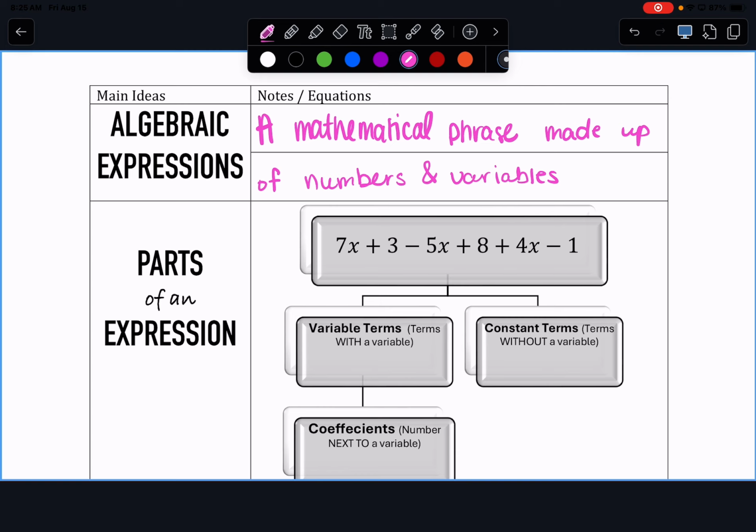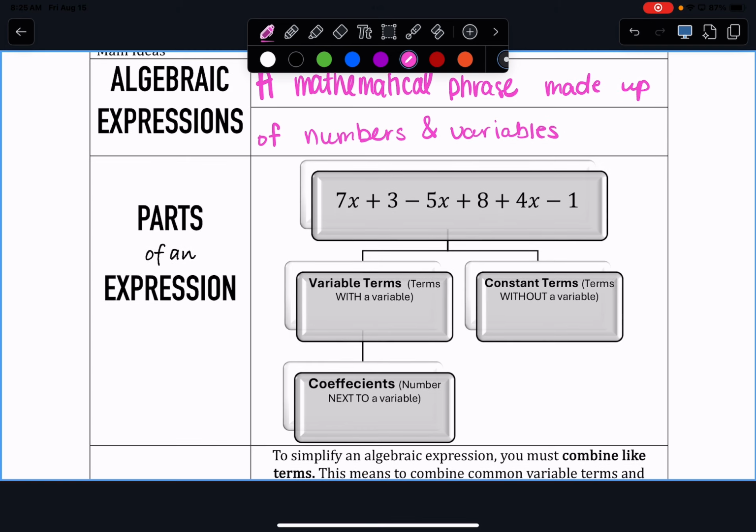All right, so we have an expression here. We have 7x plus 3 minus 5x plus 8 plus 4x minus 1. And we're going to talk about the parts of that. Within that, we have variables, we have coefficients, and we have constant terms. And we're going to talk about what makes it what. So first off, let's start with constant. What is a constant?